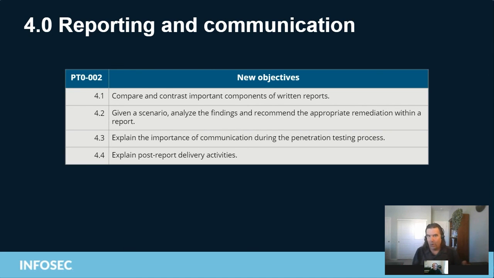It happens all the time, and we find companies with this whole portfolio of vulnerabilities they're managing because they can't update them. We need to really put more importance on the collective of vulnerabilities out there that can't be fixed and what to do about it. And then explain post-report delivery activities as well, and there's a lot more.